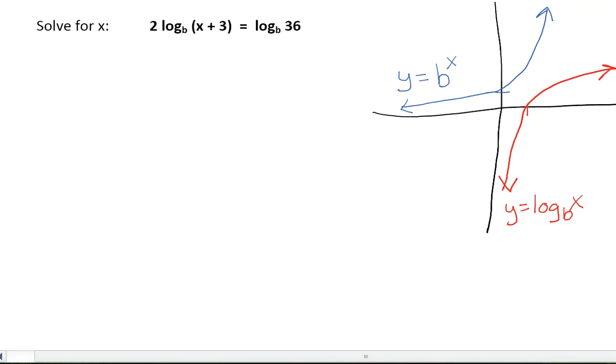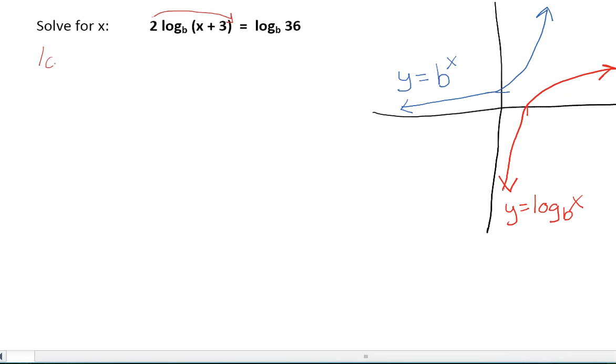All right, in this next example, we're going to have to refer to the graph of the logarithm, which is why I drew this off to the right here. So we'll solve this one, and then I'll show you why I'm referring to this graph. This is from our notes from the last section. So here on this example, we have a 2 that needs to come up and become an exponent on this parenthesis. Just keep that x plus 3 together.